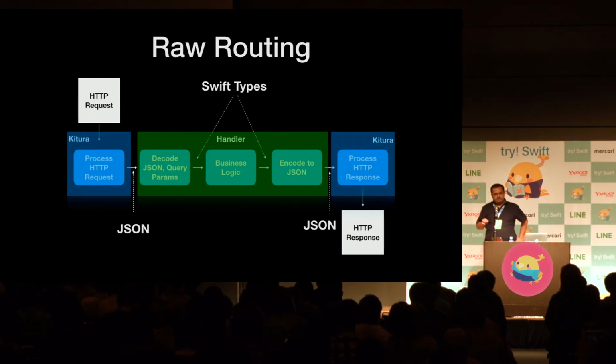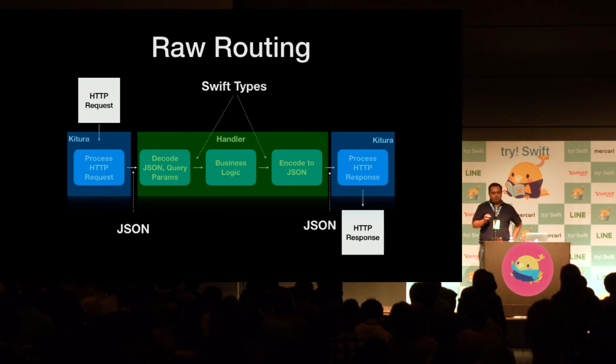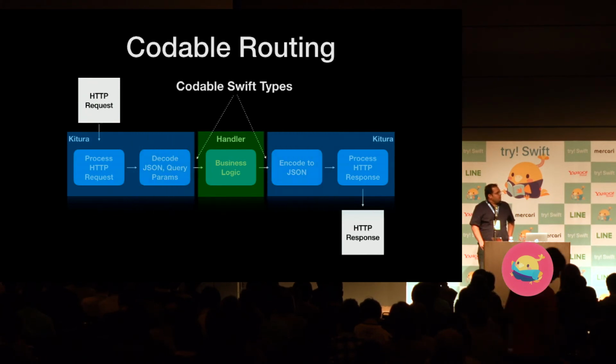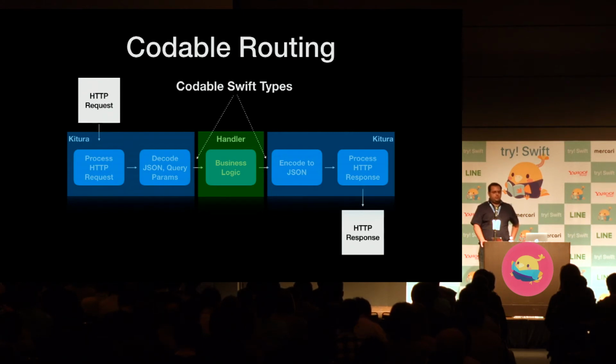Now this is a very interesting point in the discussion. If these Swift types are made Codable, Kitura can actually take the responsibility of decoding and encoding JSON for you. So what happens as a result of having Codable Swift types is this. You're reducing the handler to only the business logic, and you're actually working with Swift types. You are no longer working with JSON. You're no longer working with the router request and router response.